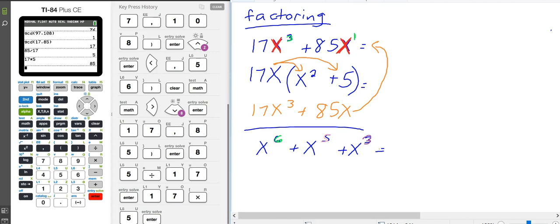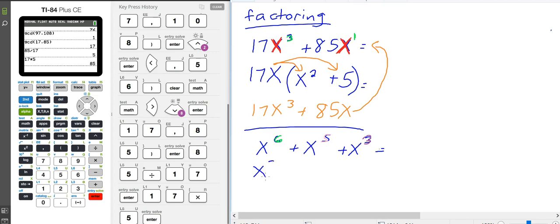Can we pull out four x's? If we pull out four x's from x to the 6th, we'll be left with x squared. If we pull out four x's from x to the 5th, we'll be left with x to the 1st, or just x. If we pull out four x's from x to the 3rd, we can't do that because we only have three x's to start, so we can't pull out four x's. So the most that we could pull out is x to the 3rd.